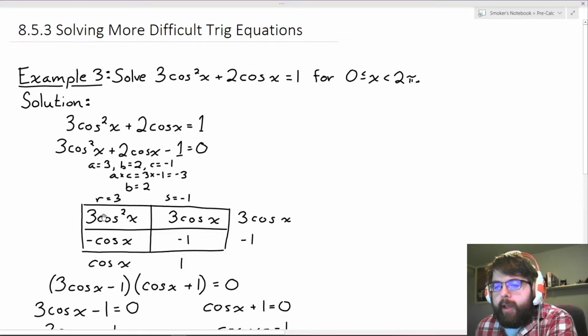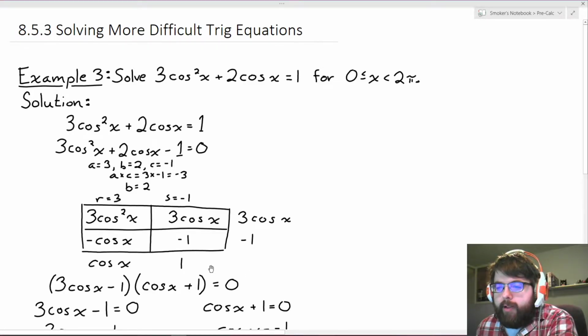Then you're factoring anything in common out this way. 3 cosine squared and 3 cosine both have a 3 cosine in common, so I'm pulling that out. I'm factoring anything in common this way. There's a negative in common, so I'm pulling that out. Down the columns, I'm looking at 3 cosine squared and a negative cosine. I'm pulling a cosine out. There's nothing in common, so when there's nothing in common, you pull 1 out.